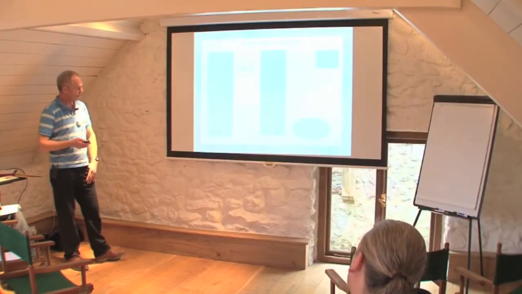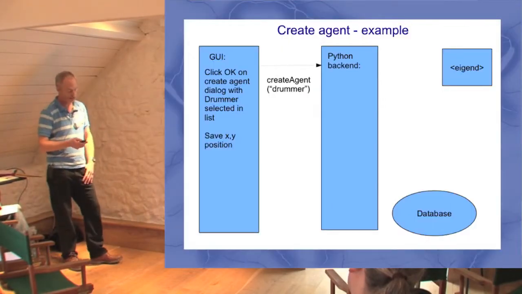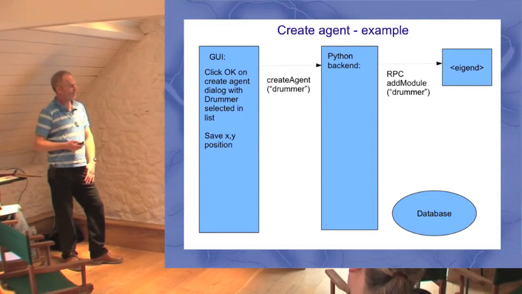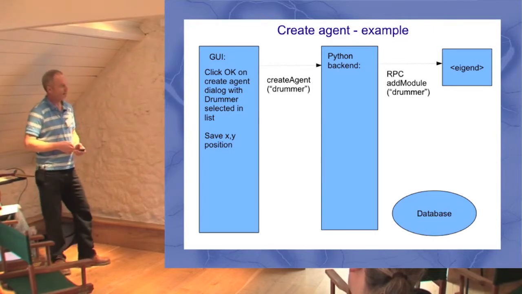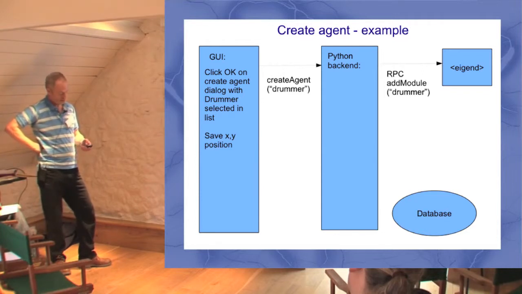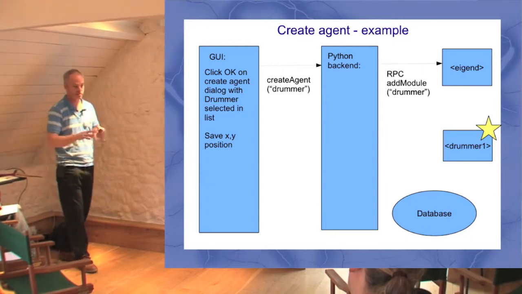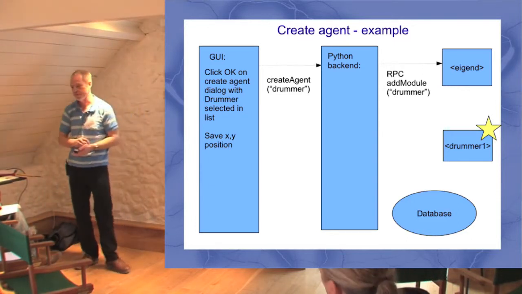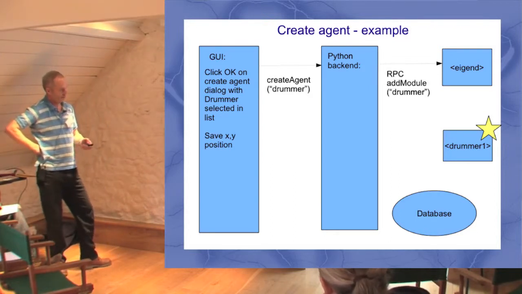And we call into the Python backend. Well, first of all, we actually save the XY position of the click, then call into the Python backend. That sends an RPC call to Eigend, add module drummer, whatever. And then sometime later, of course, it's all up to Eigend when it does that. I can't hang around waiting for it, but it creates a new drummer agent. In fact, the drummer sometimes takes some time to create because it goes through this thing of creating its database of loops or whatever it's doing.